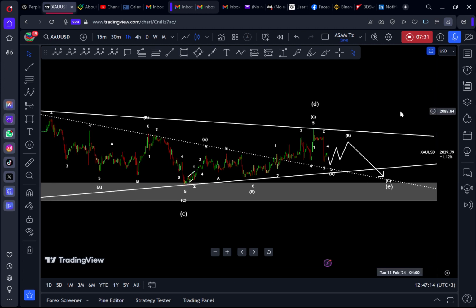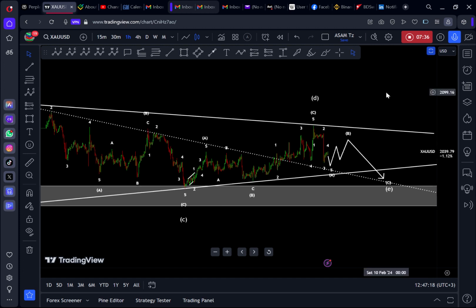Make sure that you incorporate your own analysis, and also watch analysis from other traders, in order to have at least the confidence of the probable direction on gold next week.